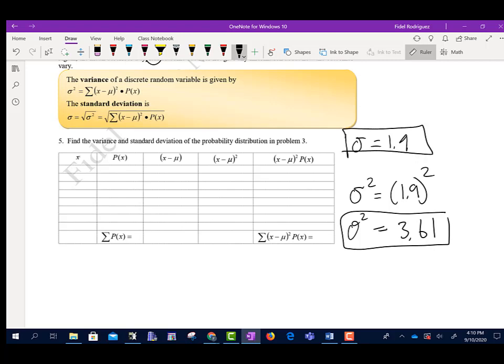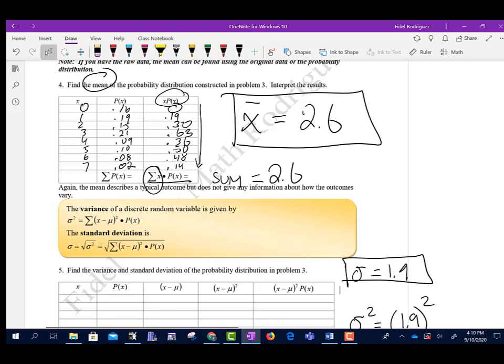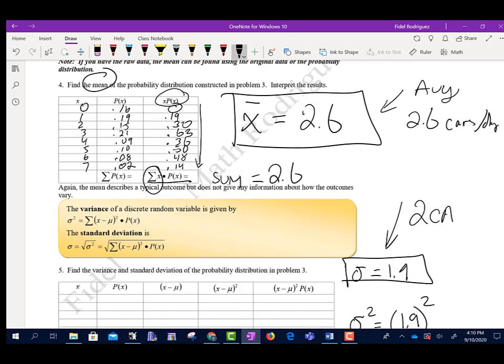Now let's see if we can understand what this means. Remember what we said: on average, we sold 2.6 cars per day. The standard deviation is 1.9, so if we round to the nearest whole number, think of it as 2. So we sold 2.6 cars per day on average, and sometimes we had 2 cars more or 2 cars less.